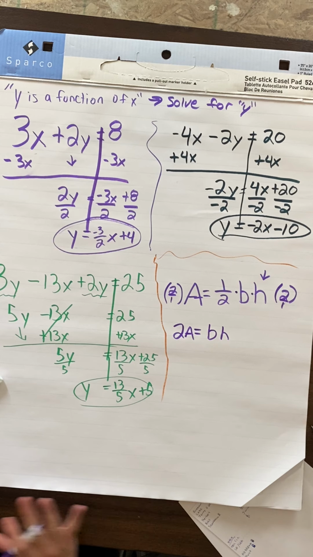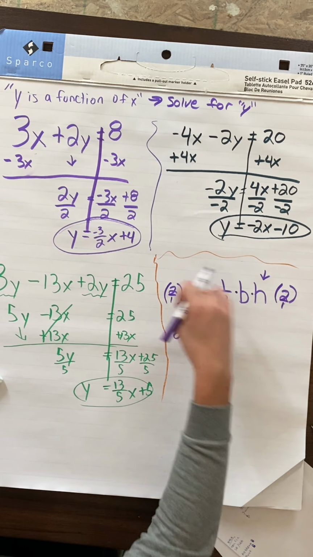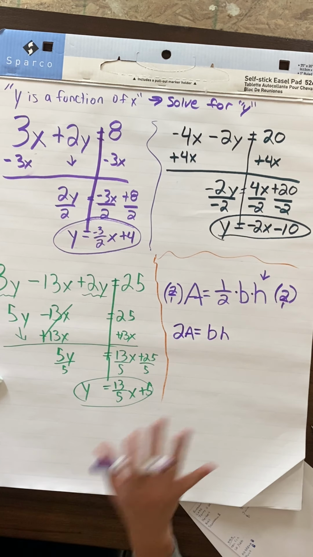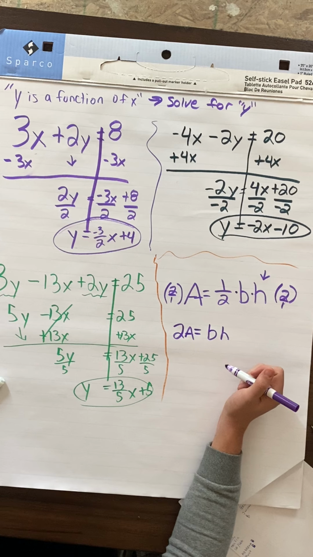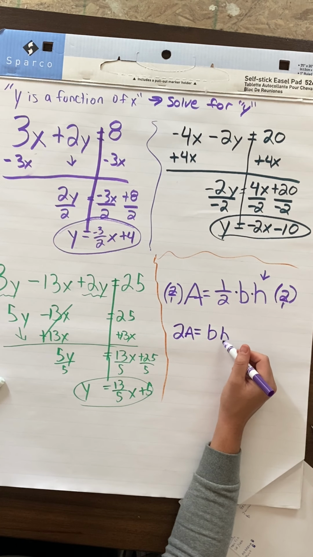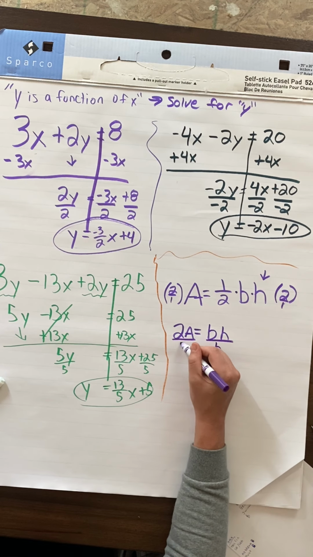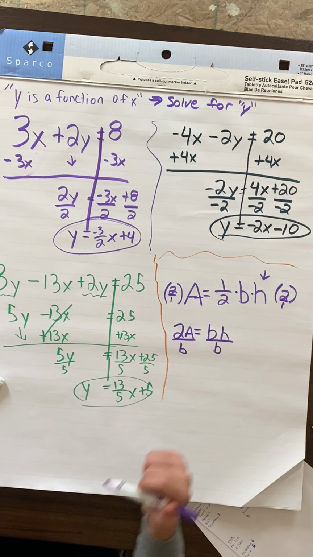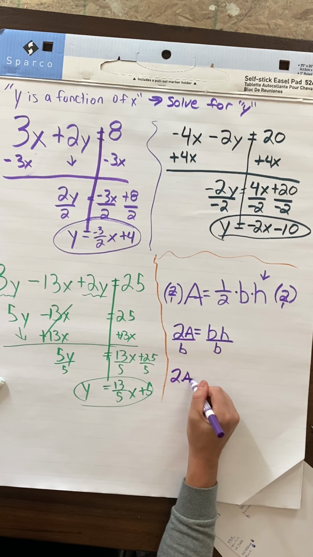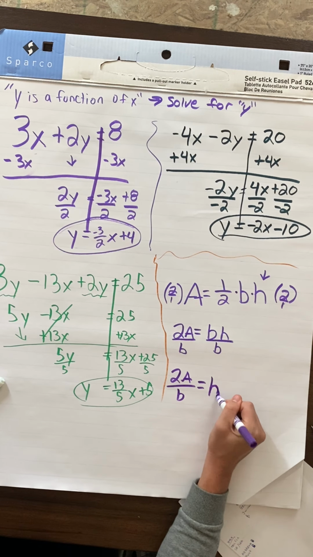Okay, I hope you're still with me here. If you're confused by this, just ask me now. If not, let's try to get the rest of this done. So we want to get h alone. They're connected through multiplication. So to get rid of the b, we're going to have to divide by b. Obviously, we can't simplify that, so we're just going to leave it: 2a over b equals h.